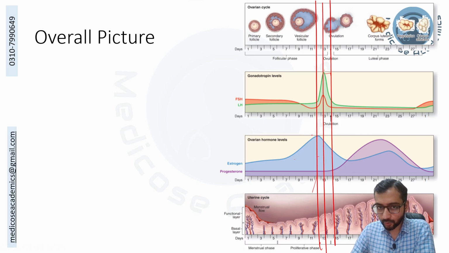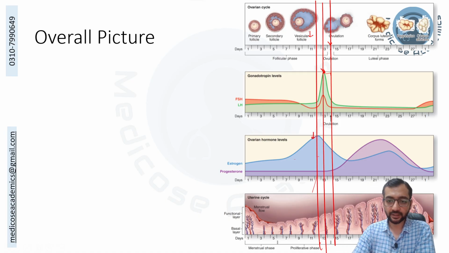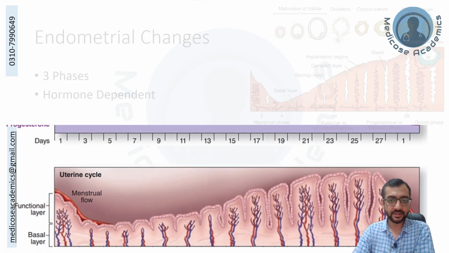LH was low, the follicles grew to the maximum size, and they led to a high level of estrogen. Estrogen led, after a day, to the LH surge, and the LH surge led to ovulation, and ovulation then led to the next step. Each thing is helping out the next one in the pathway. So let's see what was happening in the endometrium.